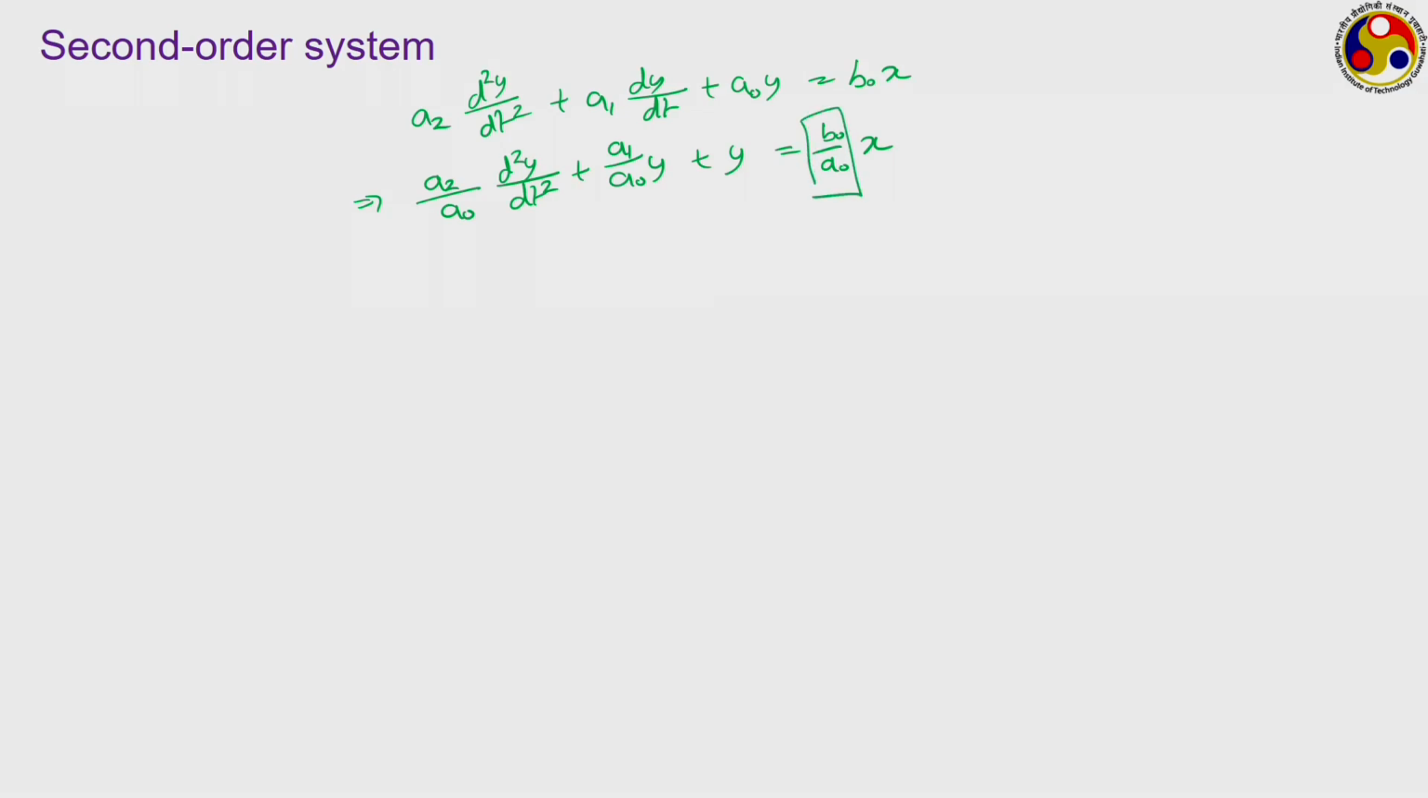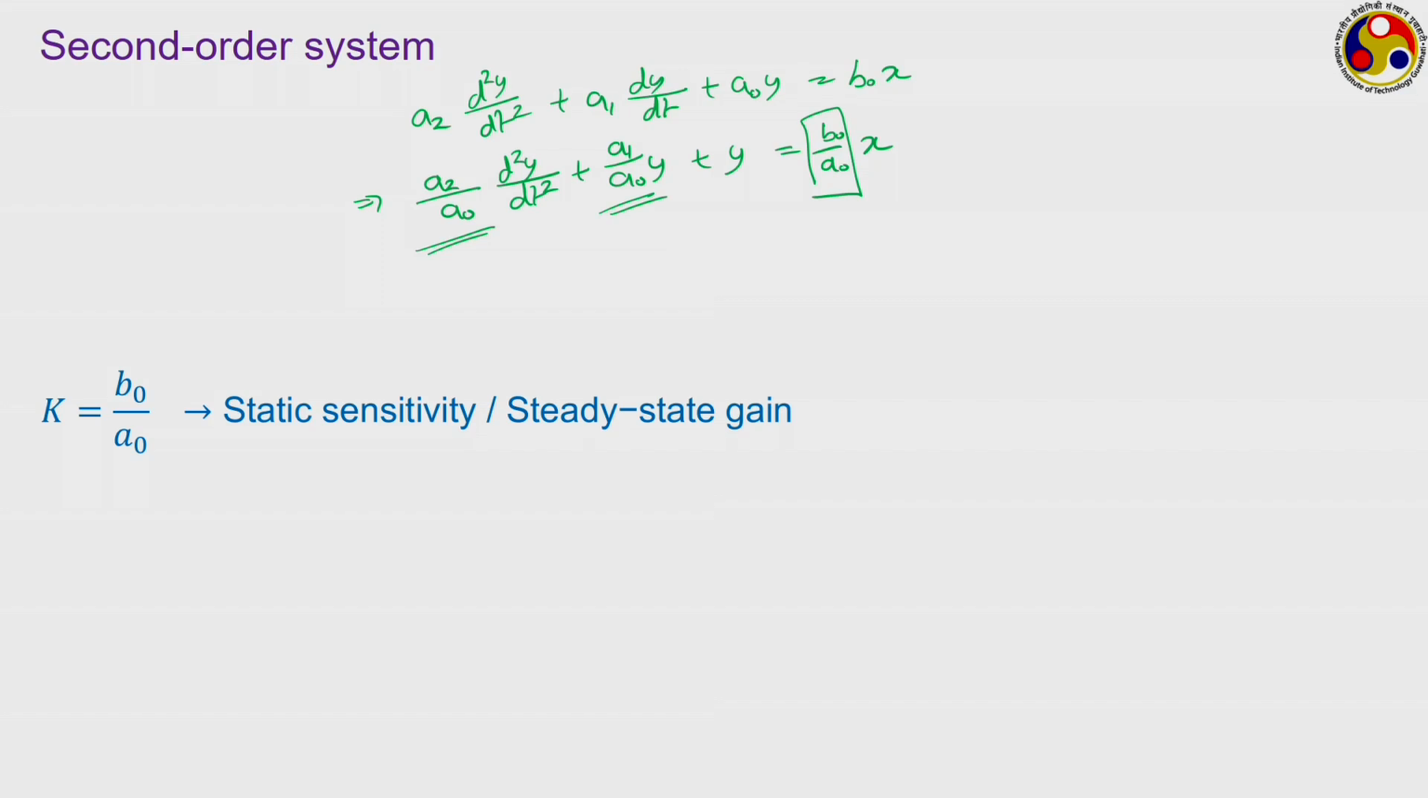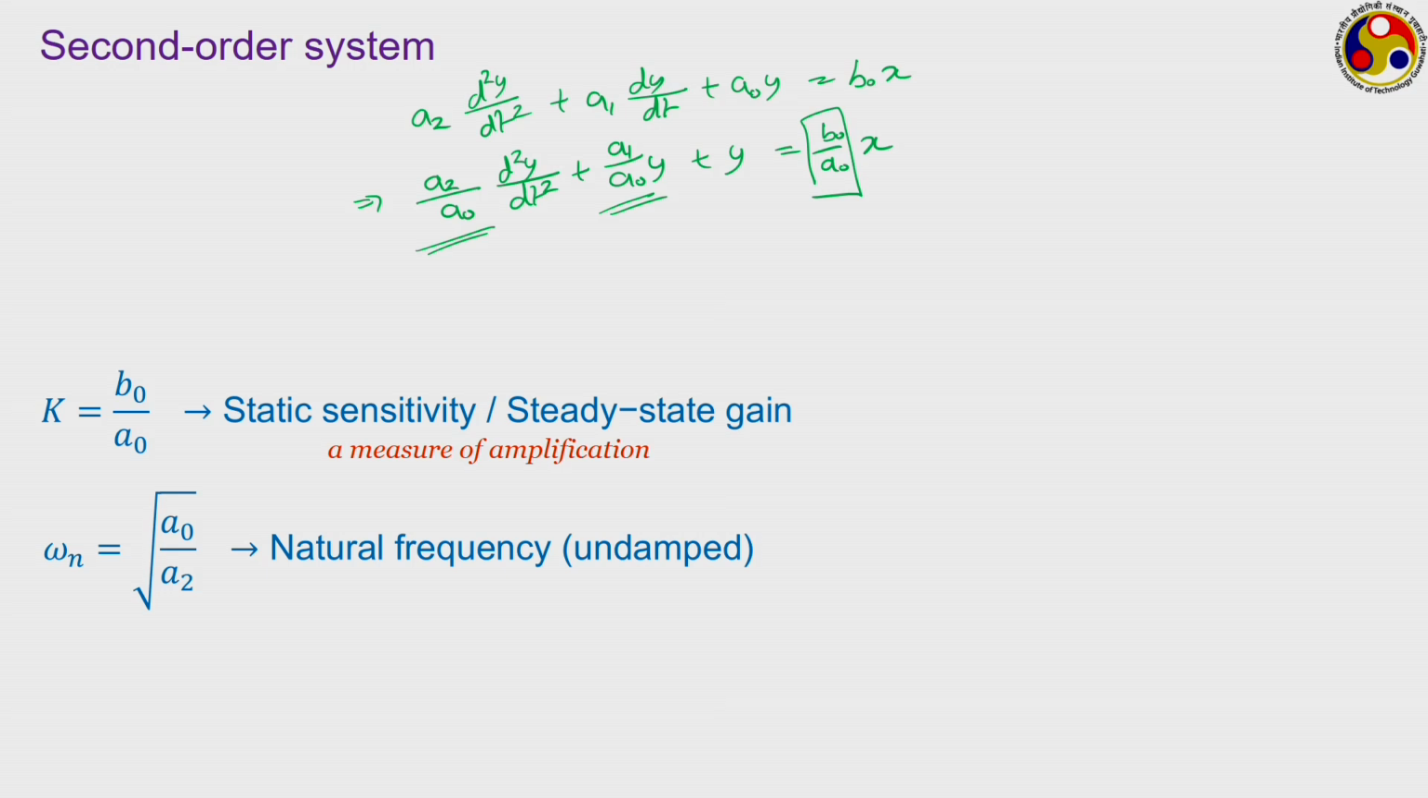But instead of using the concept of time constant, here we have to use something else, because here we have not 2 but 3 parameters to deal with. We have a1 upon a naught here and also a2 upon a naught here, and in context with this we introduce these parameters. First one is k, that is the same static sensitivity, which is a measure of the amplification. Next we introduce omega n.